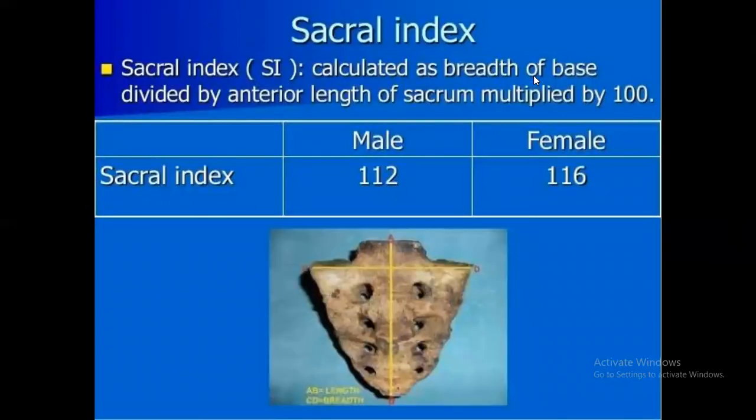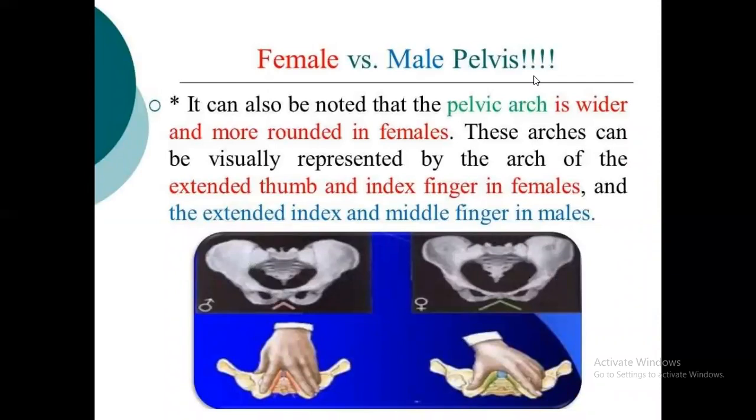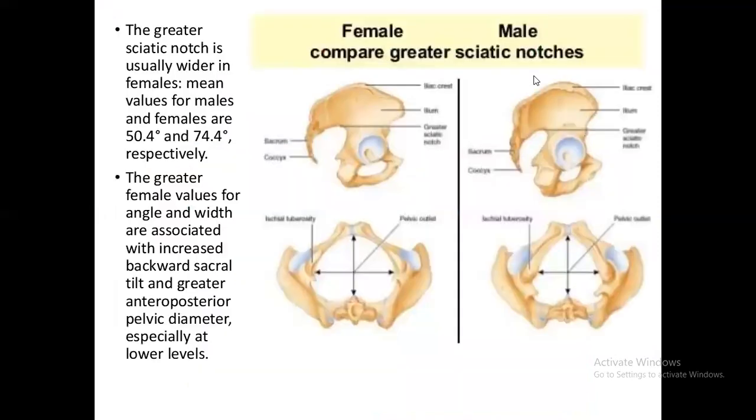I won't dwell on that. Then there's the sacral index. The sacral index is calculated as breadth of base of the sacrum divided by anterior length of the sacrum multiplied by 100. And you can appreciate that the sacral index is more in females, 116 as compared to 112 on average in males. Then I talked about the wide arc. This arc is wider in females, and it's going to be more rounded, as compared to the acute pubic arc that you find in the male.